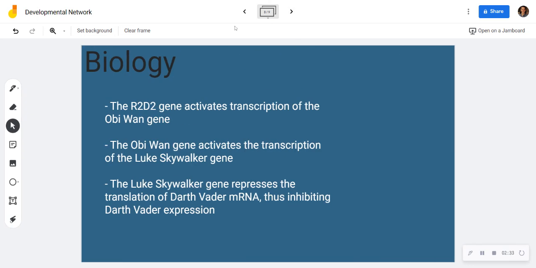So lastly, let's dig a little deeper and talk about the biology. So the R2-D2 gene activates the transcription of the Obi-Wan gene. The Obi-Wan gene then activates the transcription of the Luke Skywalker gene, and the Luke Skywalker gene then represses the translation of Darth Vader mRNA, thus inhibiting Darth Vader expression.